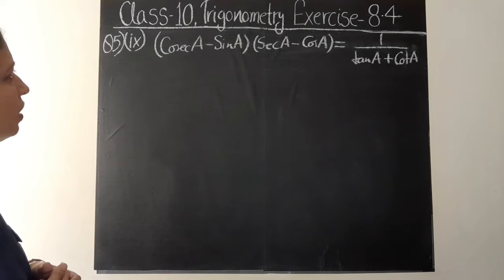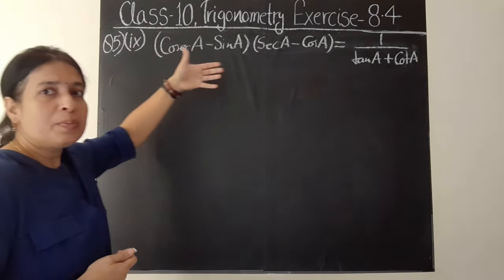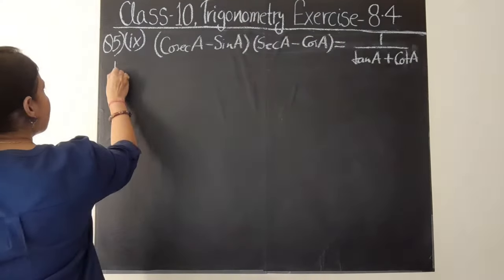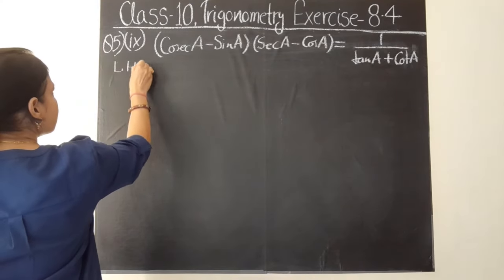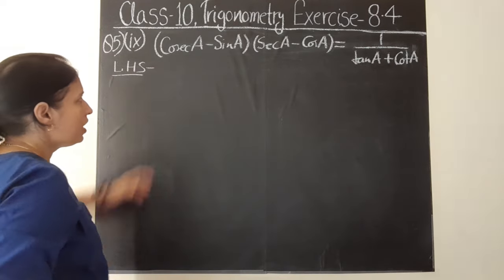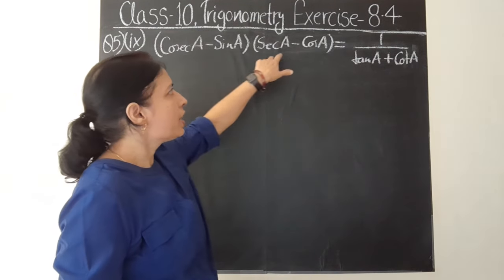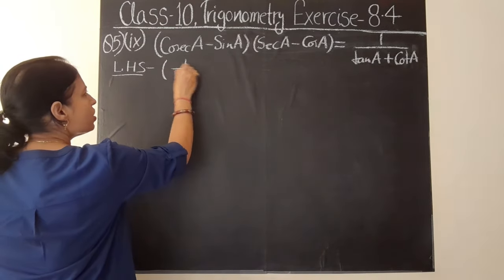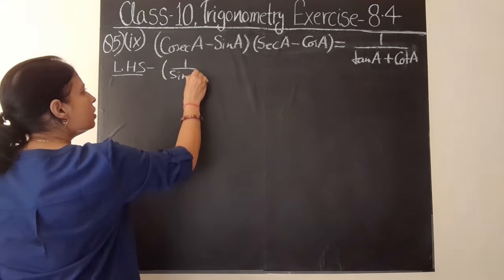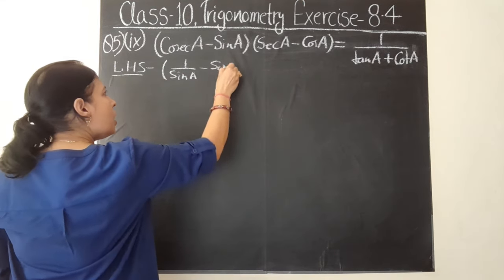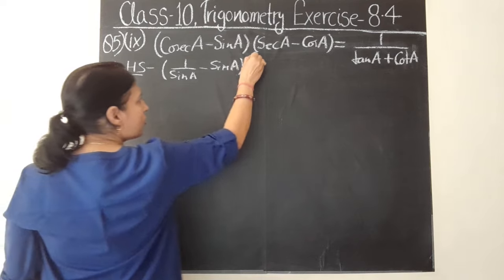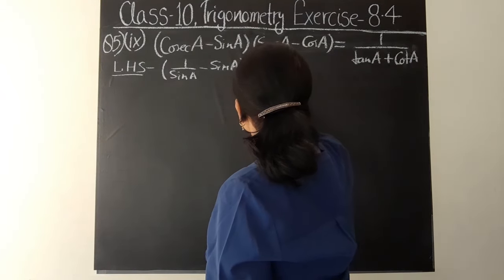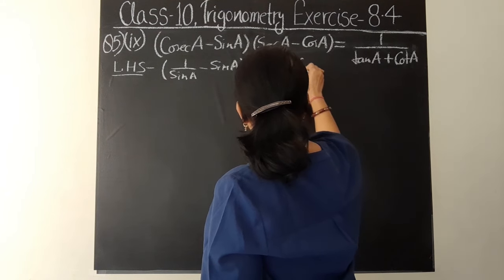So next let us see second method. So in second method, first we take LHS and then we prove RHS. So take LHS first. So write here LHS. LHS is cosec a minus sin a into sec a minus cos a. You know that cosec a is equal to 1 by sin a. So write here 1 by sin a minus sin a. Now we have solved this. sec a is equal to 1 by cos a minus cos a.